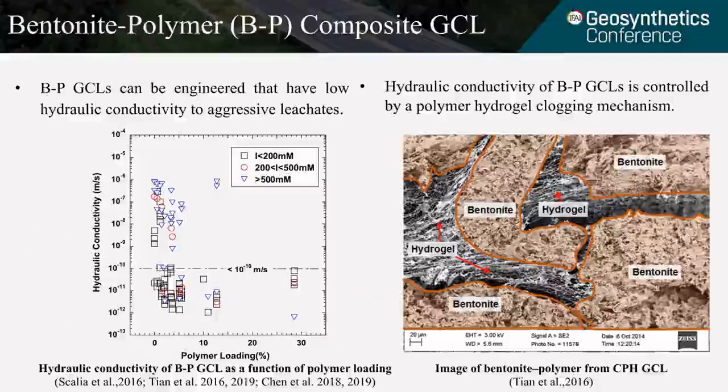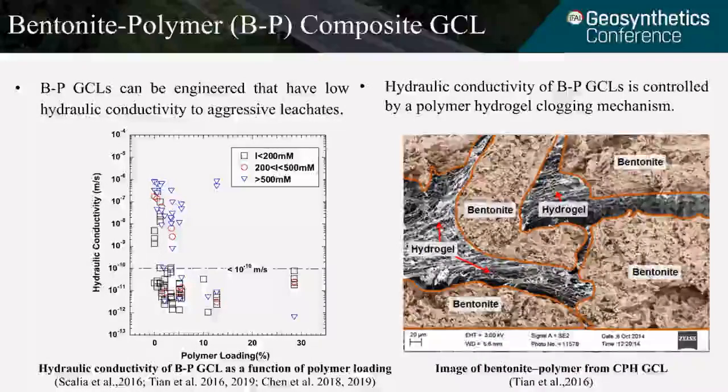However, as you saw in the previous slides, when the swelling of sodium bentonite becomes very low, the GCL can become very permeable. So to improve the chemical compatibility of traditional sodium bentonite GCL, tremendous research has been done on polymer modified GCL. Here we name it bentonite polymer composite GCL. And one mechanism that's proposed to govern the BP-GCL performance is the polymer clogging mechanism.